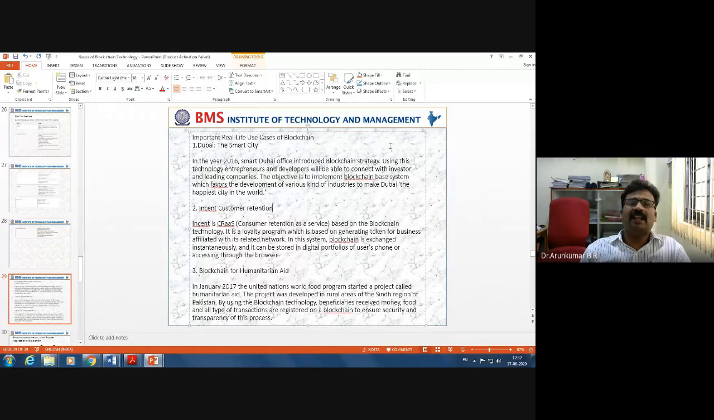The second real-life use case of blockchain is Insta customer retention. Insta is a consumer retention service based on blockchain technology. It's a loyalty program based on generating tokens for businesses affiliated with its related network. In this system, tokens are exchanged instantaneously and can be stored in the digital portfolio on a user's phone or accessed through the browser.